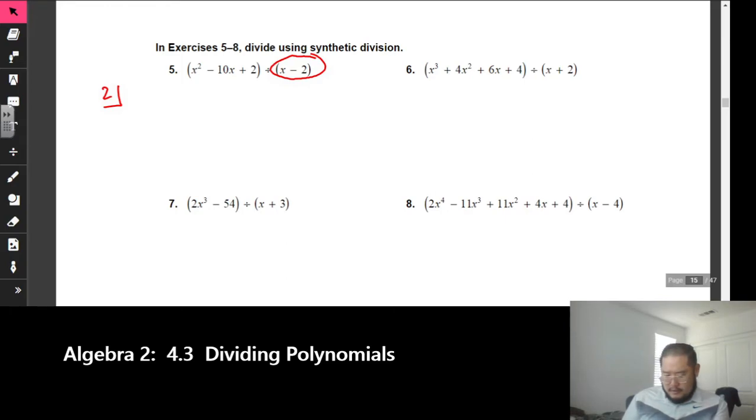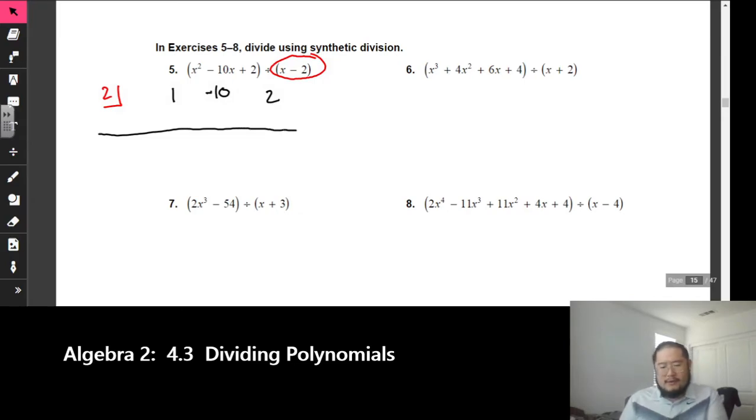All right, so the next step, what I'm going to do now is write the coefficients of each term. The coefficient for x squared is 1. The coefficient for x is -10, and then we have our constant, which is 2.